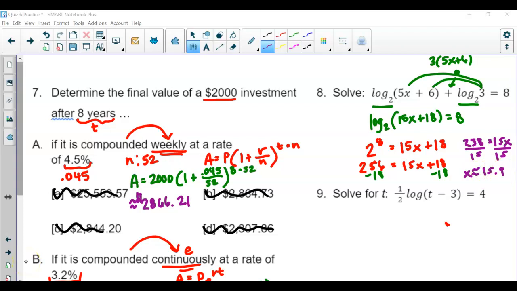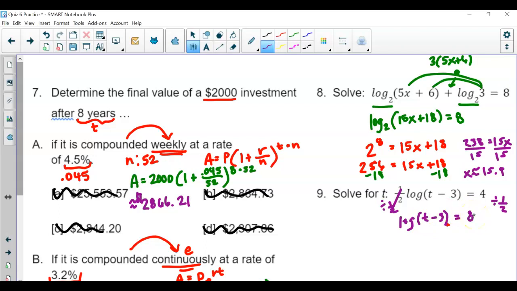And so now here, let's solve our log equation. Here, we're solving for t, so instead of x, now it's just t. However, the log is not by itself. See how it's being multiplied by 1/2? So we need to divide by 1/2. You could divide by 1/2 or multiply by the reciprocal. I'll just go ahead and divide by 1/2 since it's being multiplied. So dividing by 1/2, here you end up with log of (t minus 3) is now equal to 8.